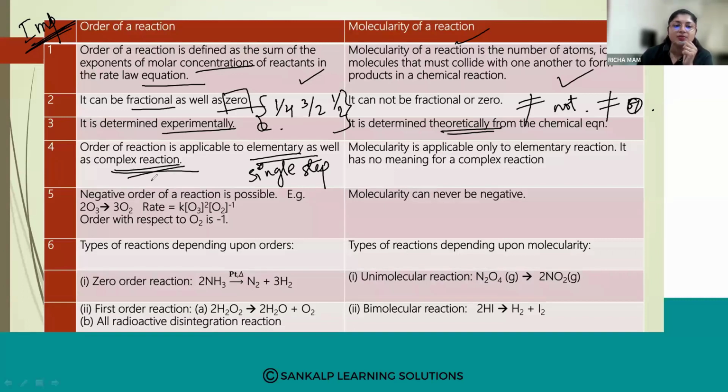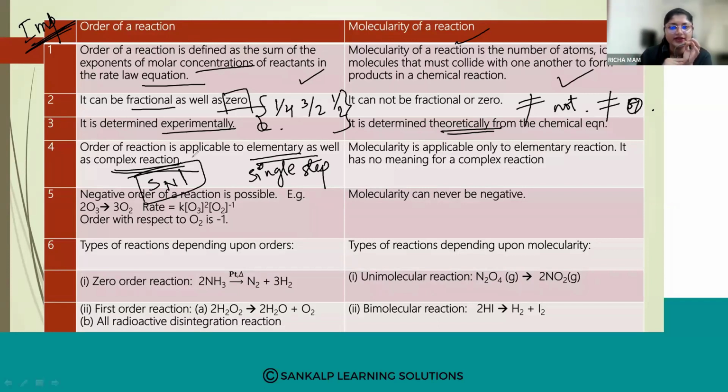Suppose I consider the SN1 reaction. In the SN1 reaction, the reaction takes place in two steps. The first one is the slow step, the second one is the fast step. So whenever a complex reaction is there, it will follow a mechanism. In that mechanism, it will undergo different steps. One of the steps will be a slow step, and that slow step is called what? The rate determining step. So these things you have to know.